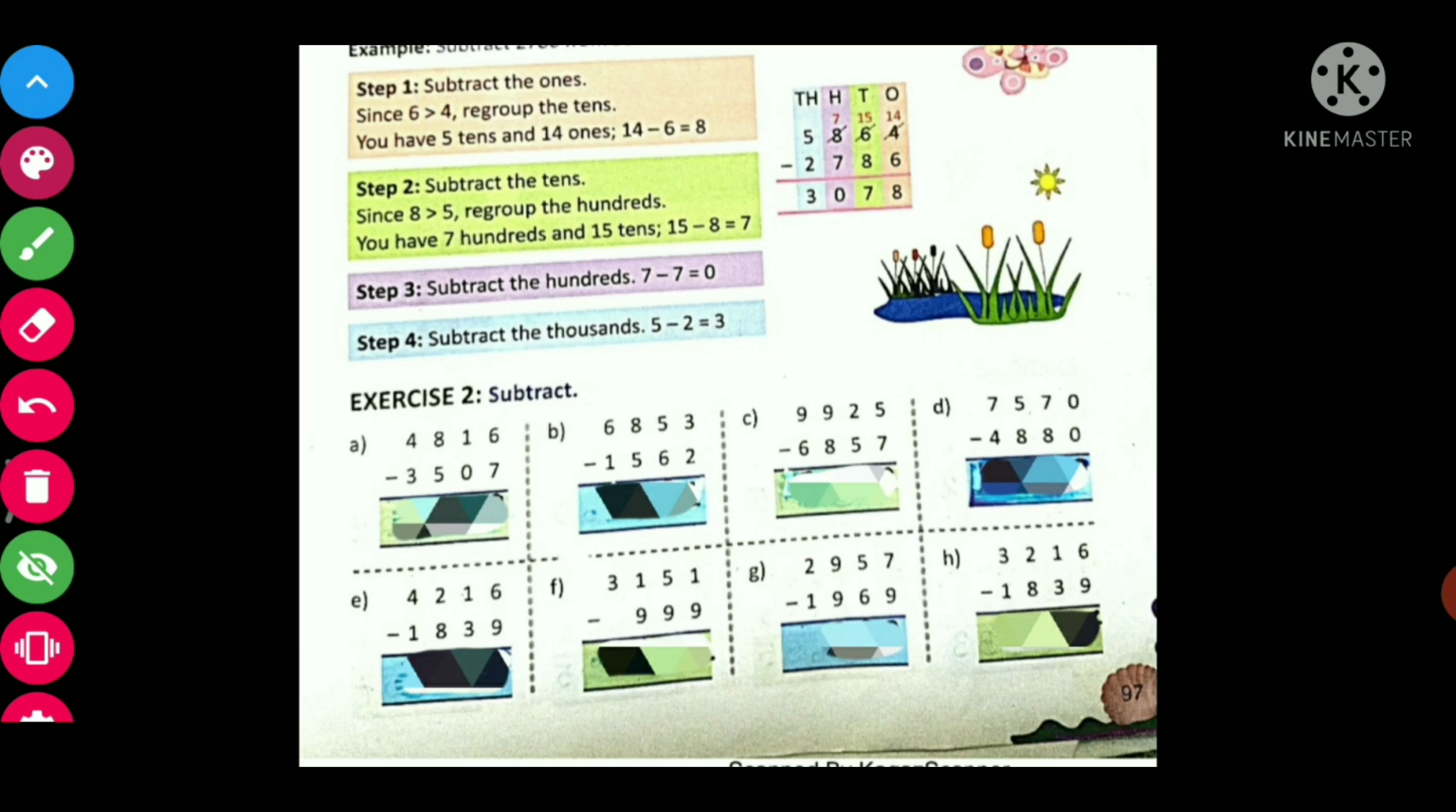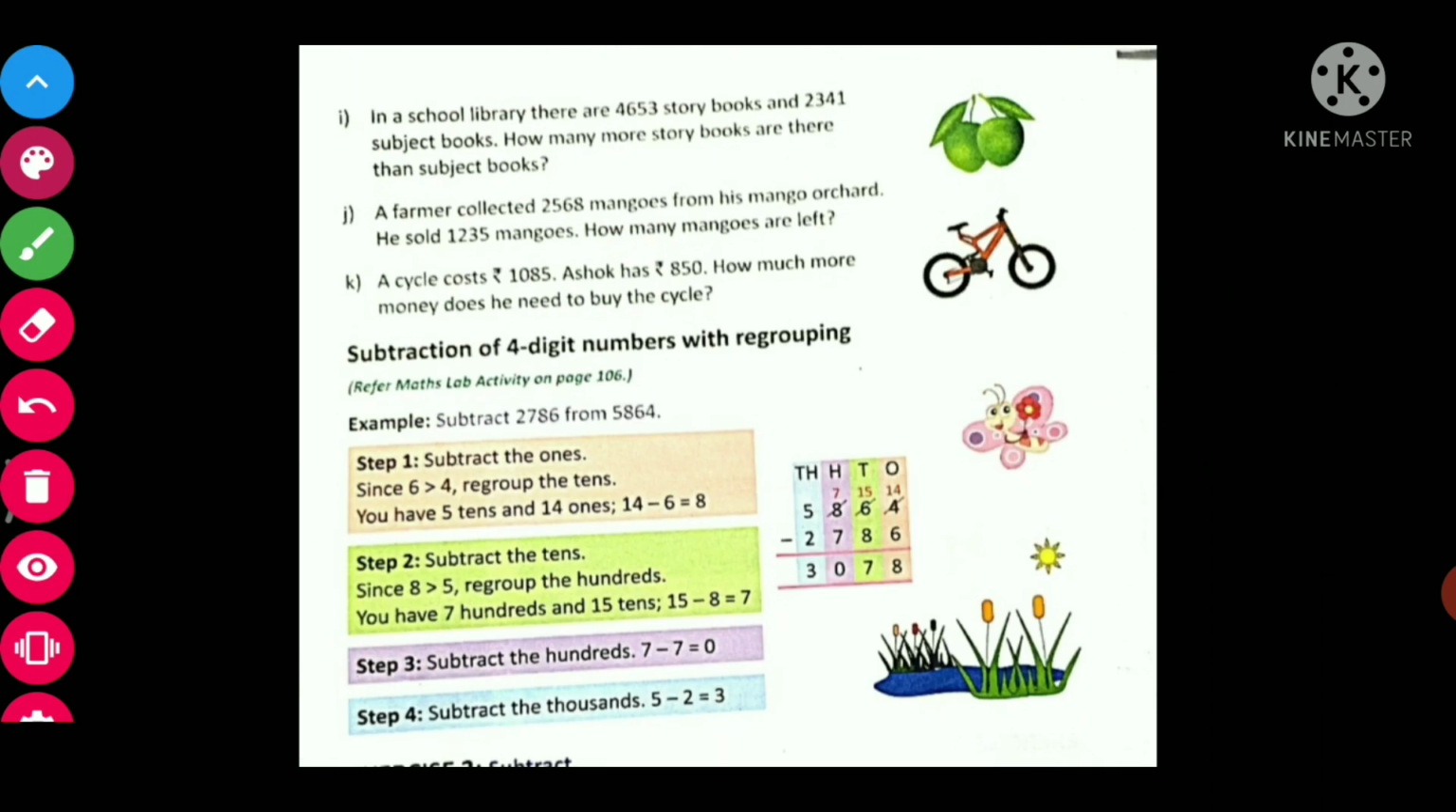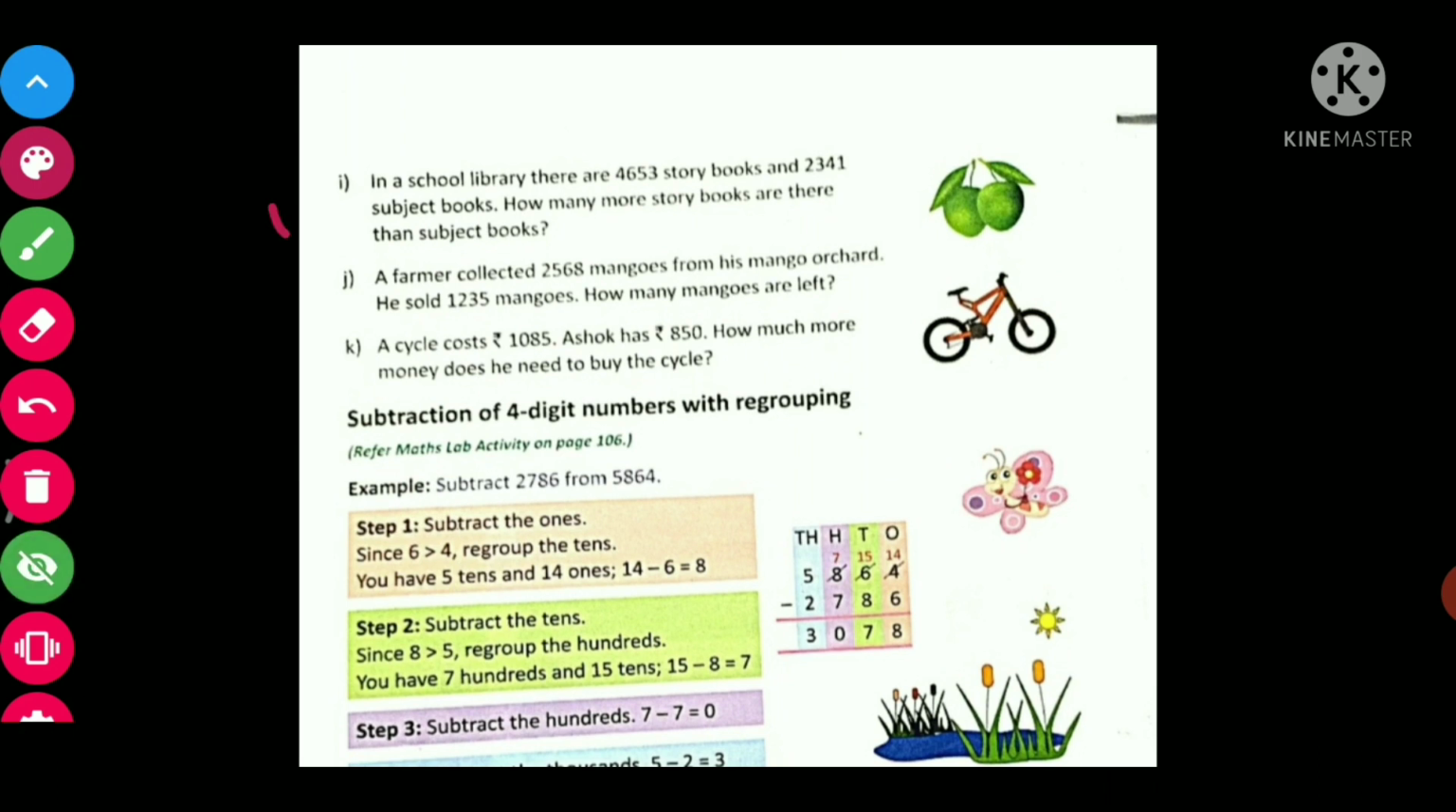Now what you will do? You will do C, D, E, F, G, H in your classwork copy. Okay, this one you have to do in your classwork copy, as well as this one, I, J and K. Okay, I will give you the answer for this one, I, J and K. Okay, so that's all for today.